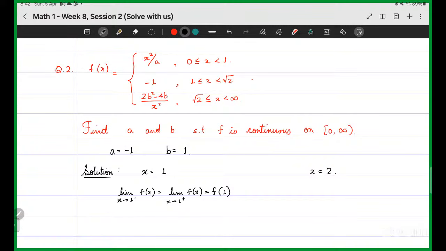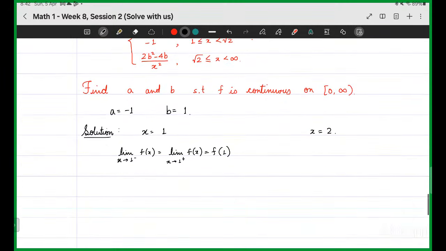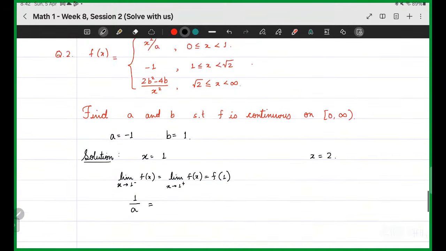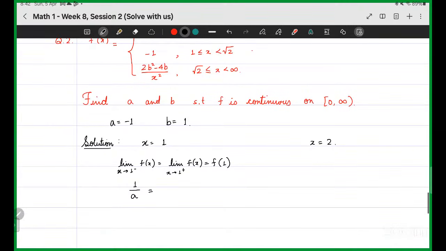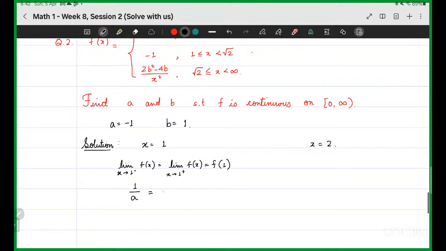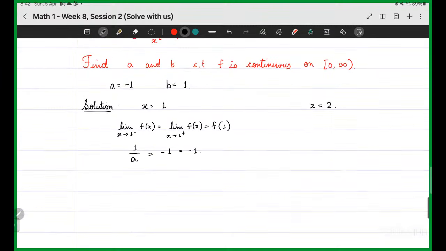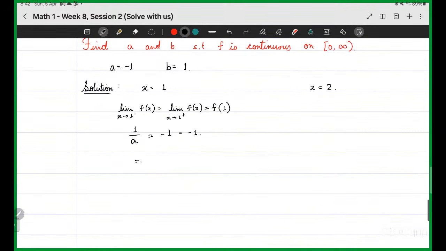What is the left-hand limit? X square upon a, at x equal to 1. So that will be 1 by a. I'm skipping a few steps now that we are a little bit more comfortable. To the right of 1, it's identically minus 1, which is equal to the function value also, quite trivially. So this gives me a equal to minus 1. Similar thing we'll do for this. Left-hand limit is equal to the right-hand limit.